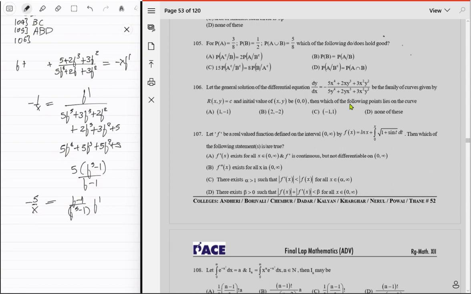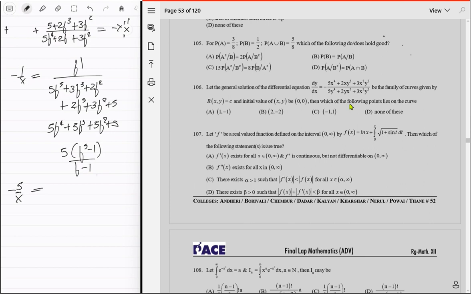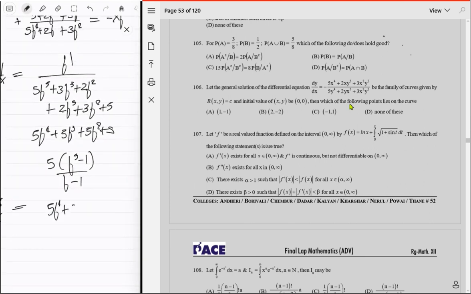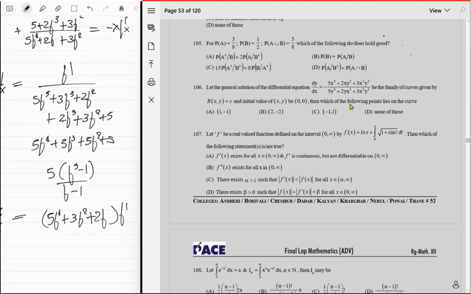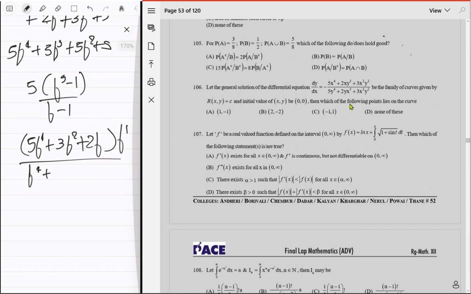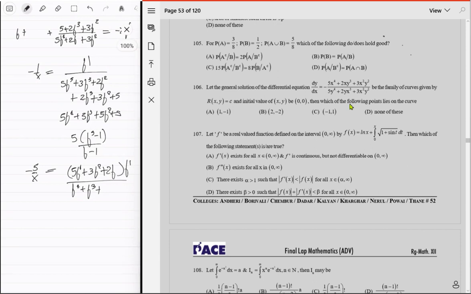Oh, you also have something on the top actually. So what do you get? You just did the addition, and on the top you have 5f to the power 4 plus 3f squared plus 2f. Right, that's f dash. And at the bottom all this will come, right? Yes, f to the power 4 plus and so on, f to the power 3 plus... now one extra f will come. Other than that, everything is actually correct.